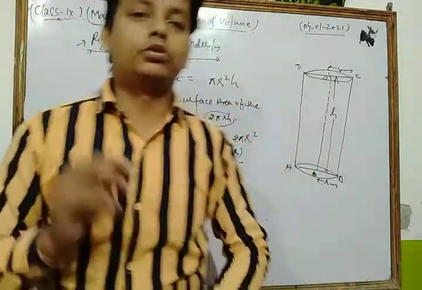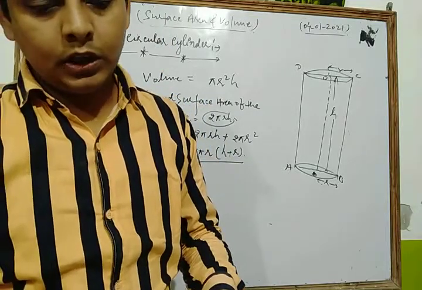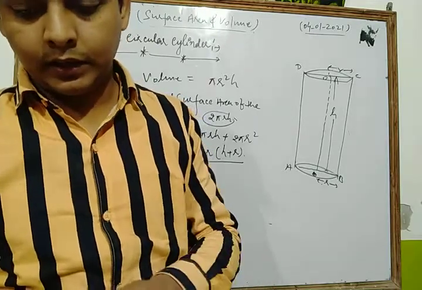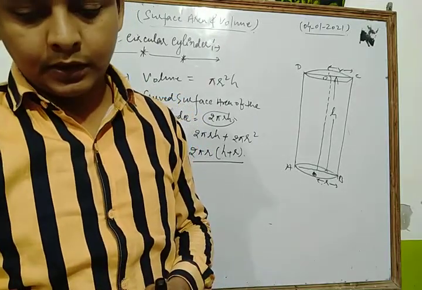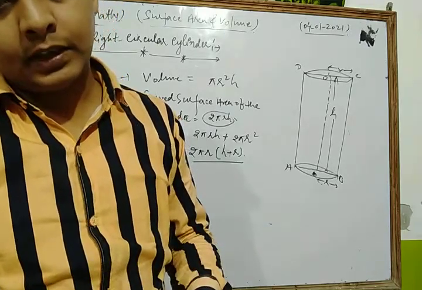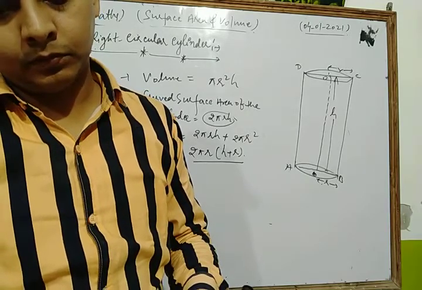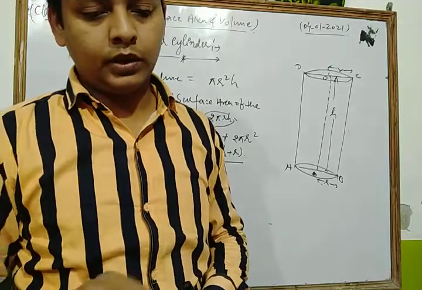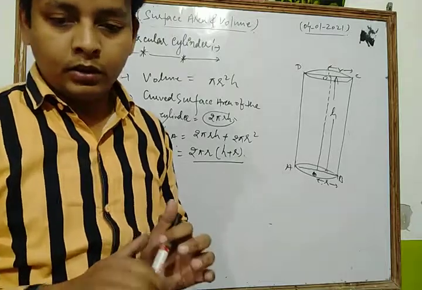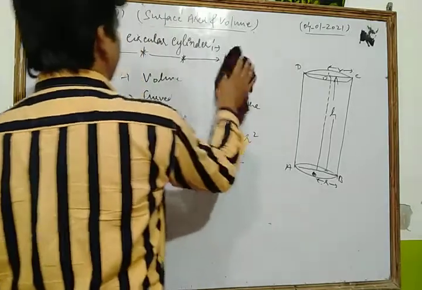Okay. So dear student, please first learn all the important formulas related to the cylinder. Then you can solve each and every question of your NCERT exercise based on these topics. Now we take the next one, which is right circular cone. Next topic is what? Right circular cone. Let's see.